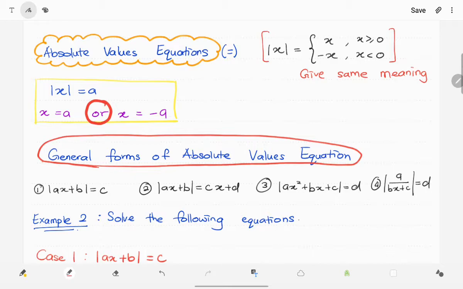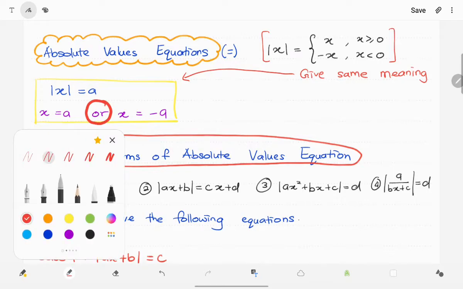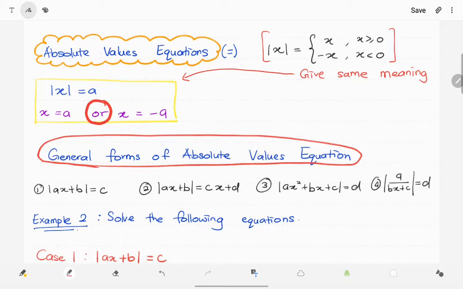This is the formal definition of absolute value x. This piecewise function gives the same meaning as the yellow box here. What does it mean? It means that if we have modulus x equals a, we can also write it as x equals a or x equals negative a. So that's why I circle this one.